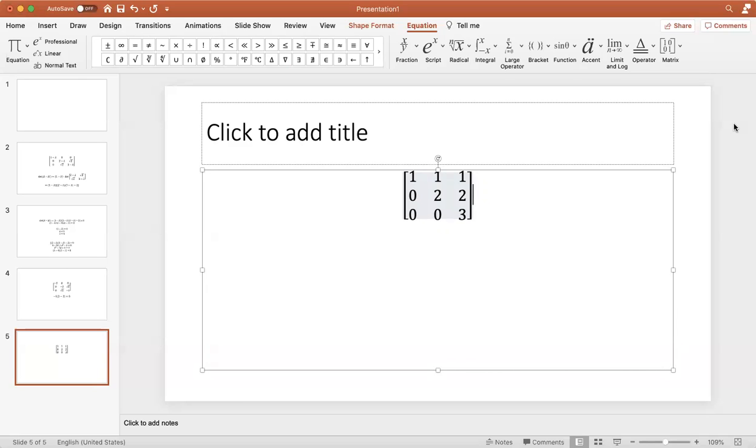So yeah, the diagonal elements are basically the eigenvalues for this triangular matrix. So essentially the eigenvalues would be 1, 2, and 3. But let's verify.